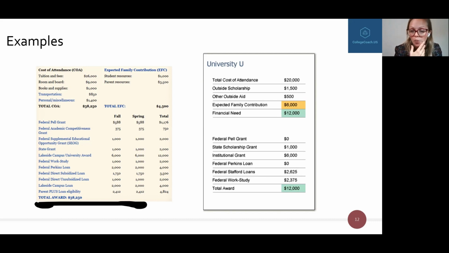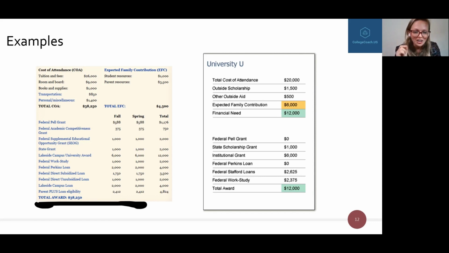Moving on, we have the Lakeside Campus University Award. I don't know what this is. I don't know if it's a need-based grant that will also fluctuate, or a merit scholarship that I'd have to do something extraordinary to keep. That's a huge question for me. Work study, they're giving you $2,000. They're assuming you're going to get a job, but what if you don't? Or what if you can't make $2,000? Then they're giving you some Stafford loans, and a Lakeside campus loan for $4,000. What is that loan? Whose name is it in? Is it for a student? Is it for a parent?